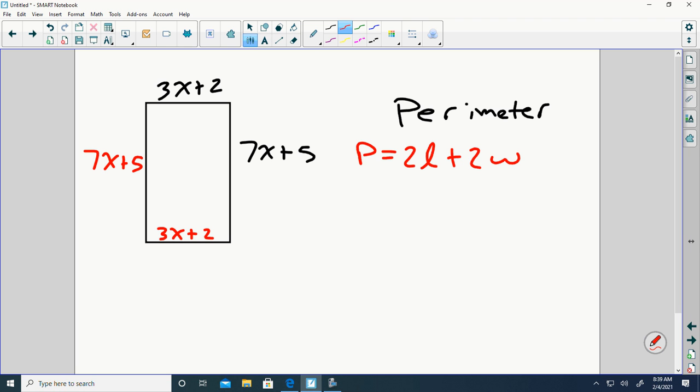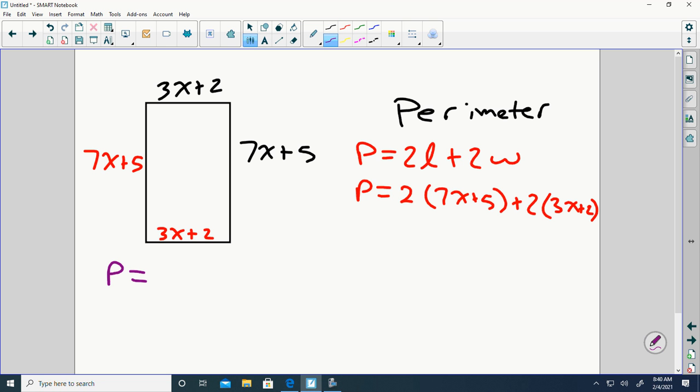So, yeah, we have the perimeter equation, and it's great. So, theoretically, we would want you to do it this way: 2 times 7x plus 5, plus 2 times 3x plus 2. We could do it that way. And we'll save that for a second. But let me do this.